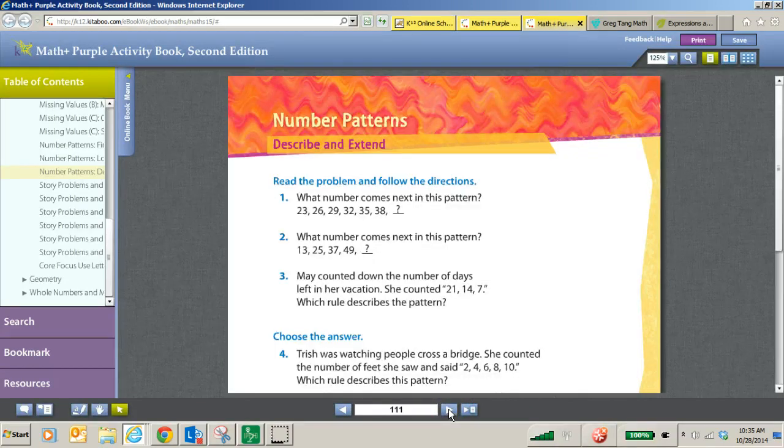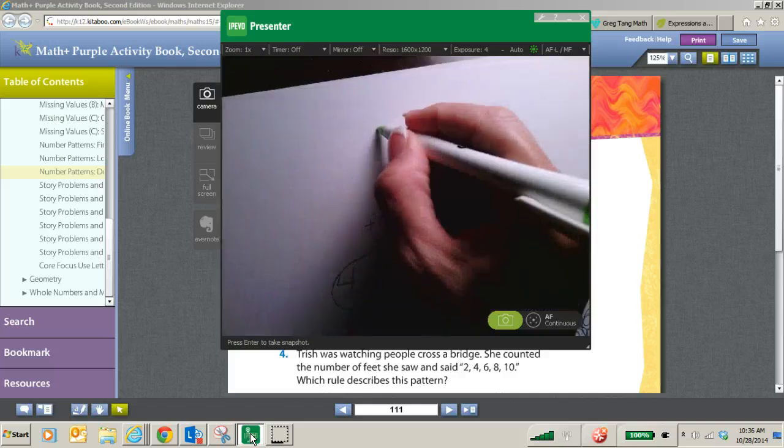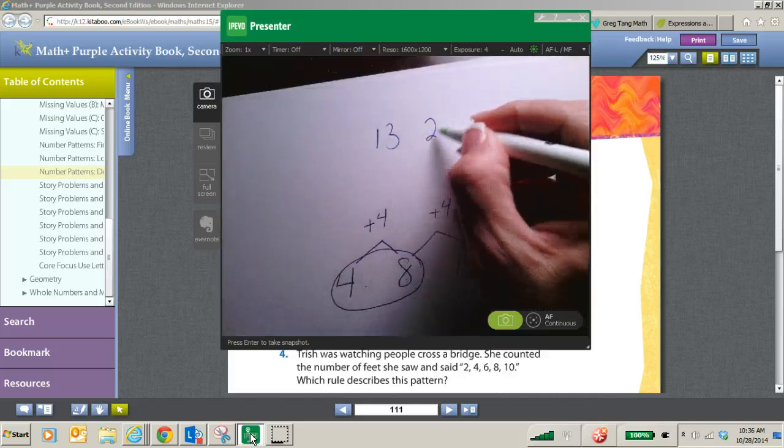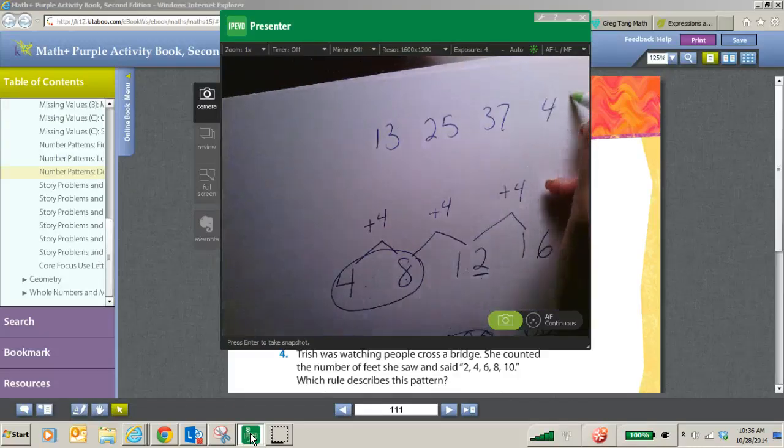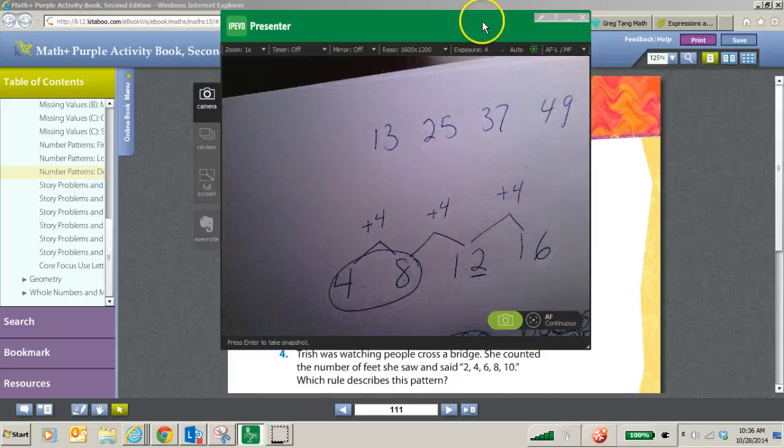Here is more practice with number patterns. Here we have 23, 26, 29, and I can see that we're adding by 3. Here we're going 13 to 25 to 37. So that's not a pattern that's really easy to think about. So let me turn the document camera on, and we have 13, 25, 37, 49. 13, 25, 37, 49. So those are rather unique.